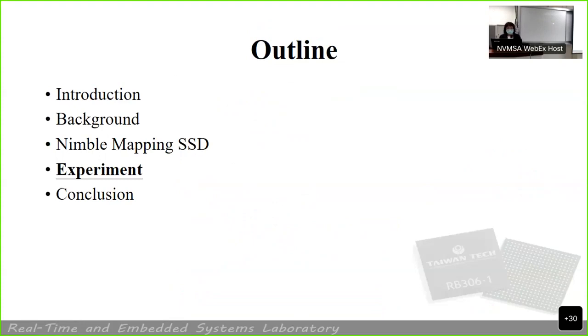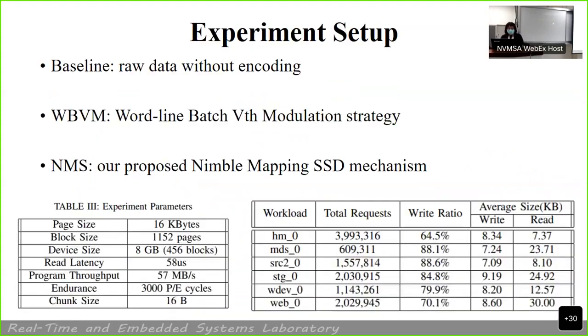The last is the experiment setup and the experiment results. We implemented a simulator to evaluate the reliability of the proposed NMS design. The experiment parameters are summarized in Table 3, which is shown on the left. The simulator adopted a greedy algorithm to select the victim block when conducting garbage collection. The table on the right lists the characteristics of the workload. According to the request size, we simulated the written data by randomly generated bit sequences.